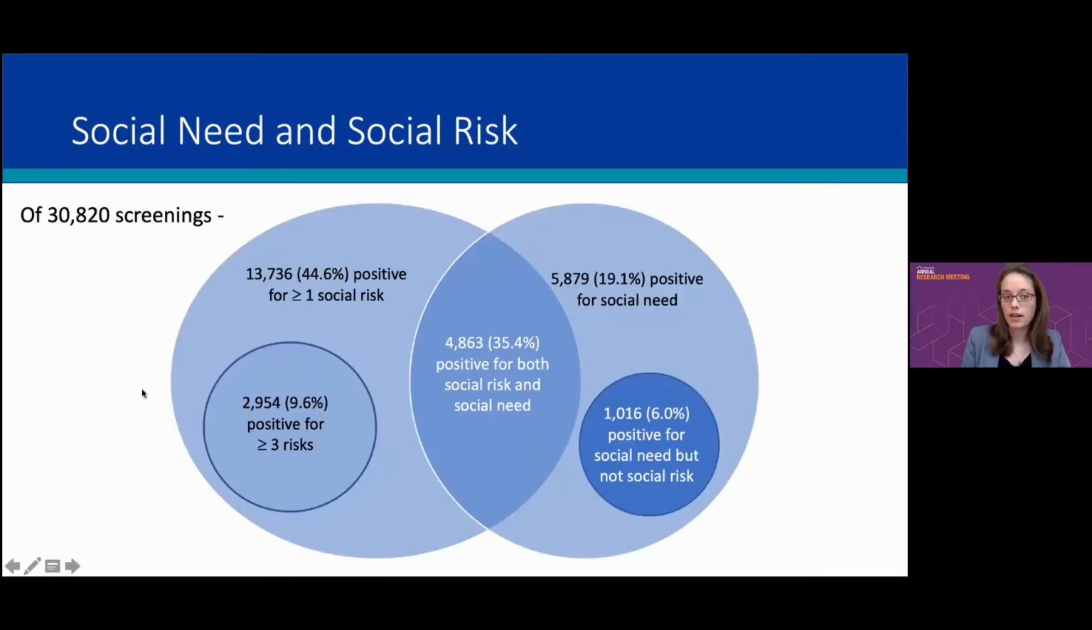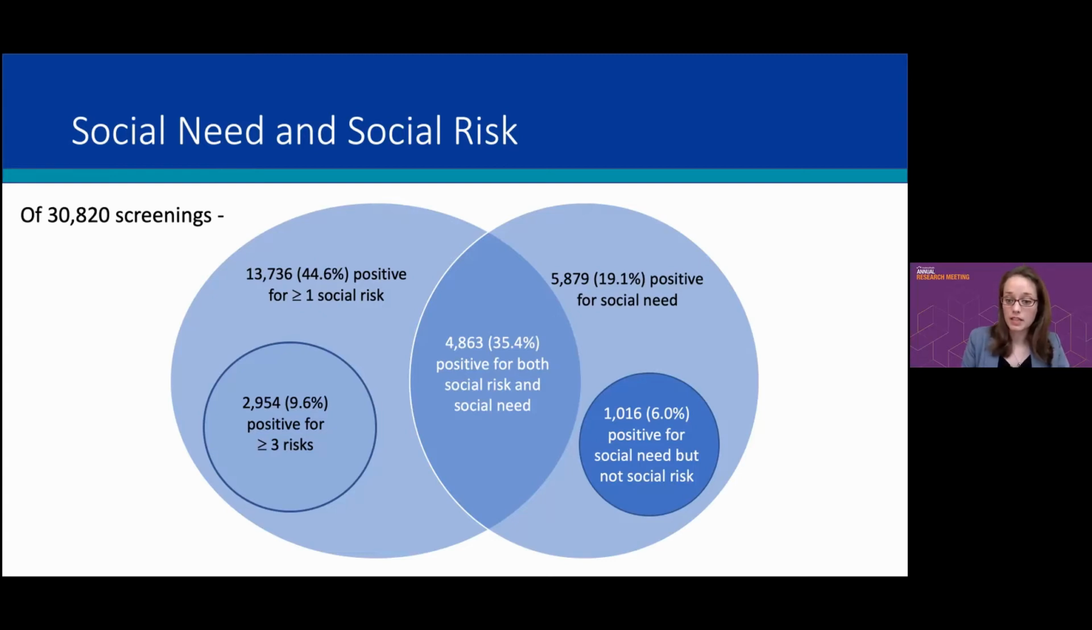Of the 30,820 screenings, we saw that almost half, 44.6% of patients, reported at least one social risk, so screened positive on a screening question. And almost 10% of those patients were positive for 3 or more risks. We saw that 19% of patients were positive for social need, so indicated they would like more information or assistance on a topic. And then 35% of patients were positive for both social risk and social need.